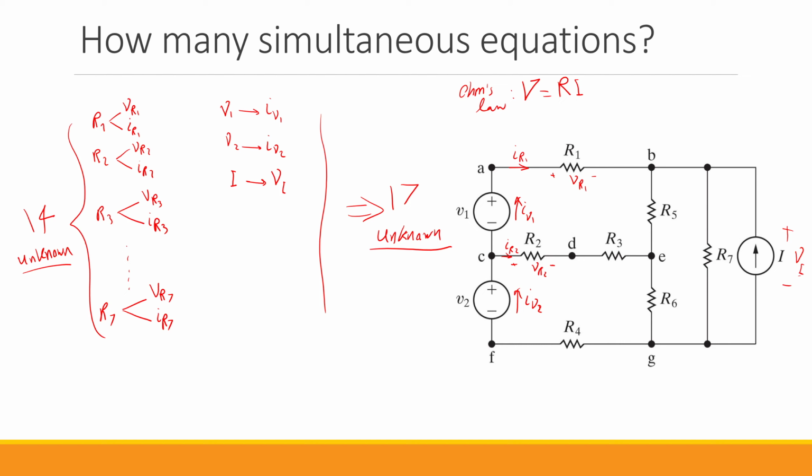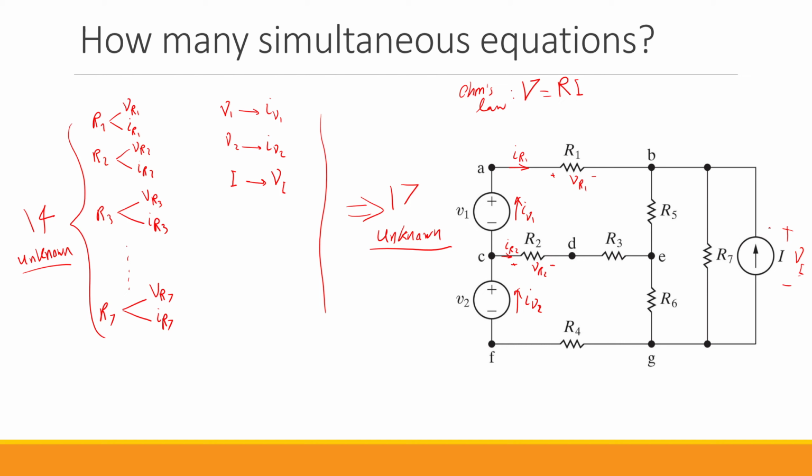Another simplification that we can make is that when we have components that are connected in parallel, we know that their voltages are exactly the same. So that can help us reduce the number of unknowns as well. For example, we have R7 fully in parallel with this independent current source. That means that if we know the voltage across one of them, we know the voltage across both of them, right?